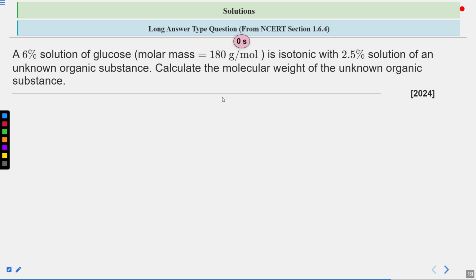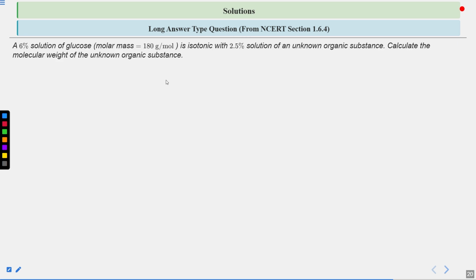Okay, let's see. So for this given question, for the isotonic solution, first of all, we are talking that the solutions are isotonic solutions, right? Isotonic solutions are those where the salt concentration will be the same, that means the osmotic pressure will be the same.